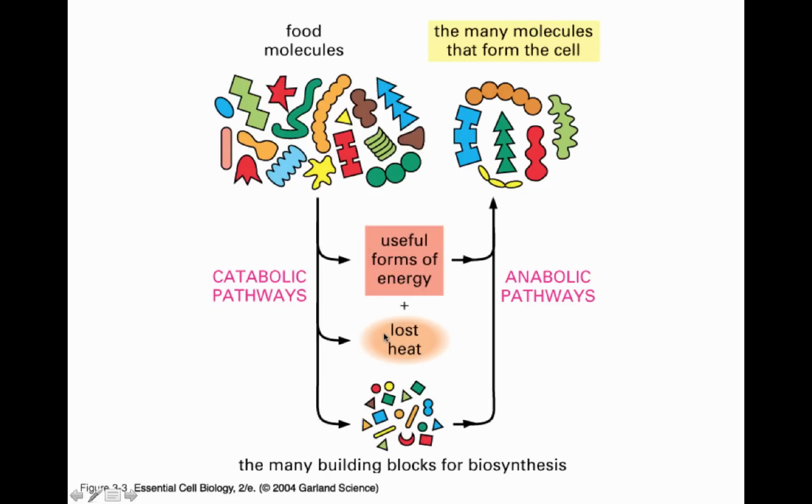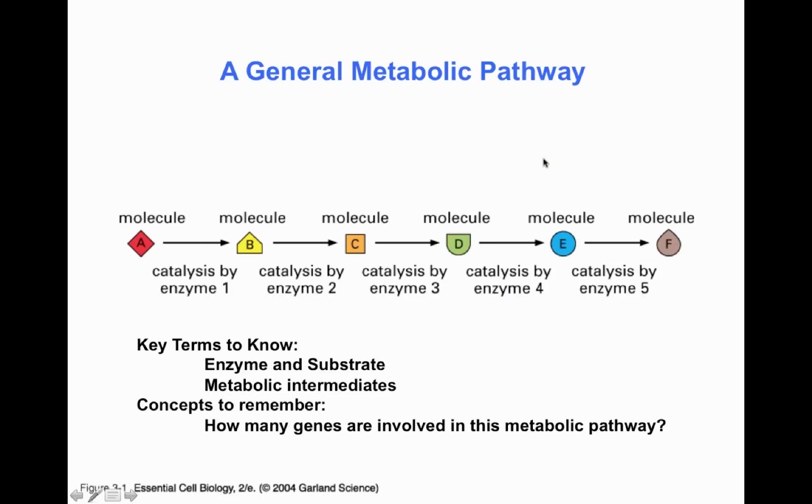Now later, in the anabolic pathways, you can take some of that energy that you generated by breaking down the food molecules, ATP or the electron carriers, and use it together with the monomers of those building blocks that you generated to generate macromolecules that the cell will need. In that way, you can recycle the energy and molecules that you obtain from food into making new molecules that the cell may need.